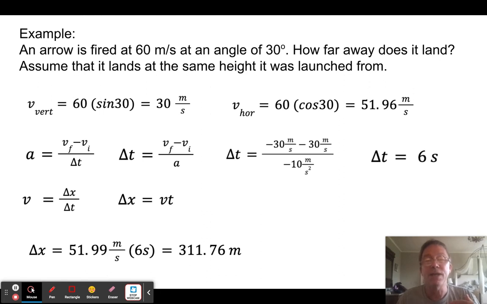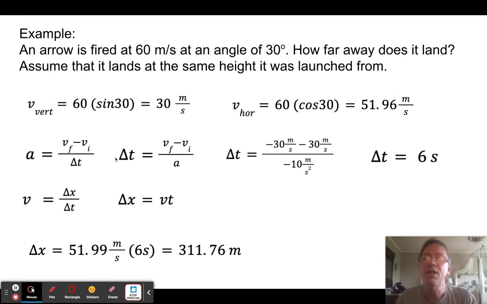I wonder how far away it lands then. Okay, so now that I have this, I've got to figure out how long it's in the air. Well, using my technique, I'm going to say, well, 30 divided by g, which is 10, is 3, times 2, because it's got to come back down, is 6. Boom.